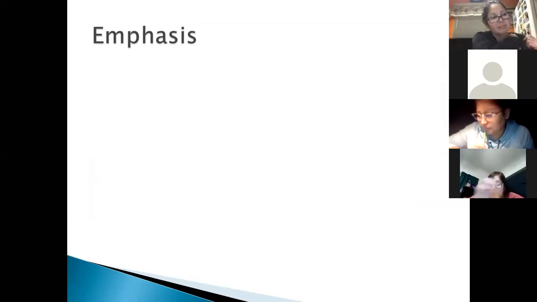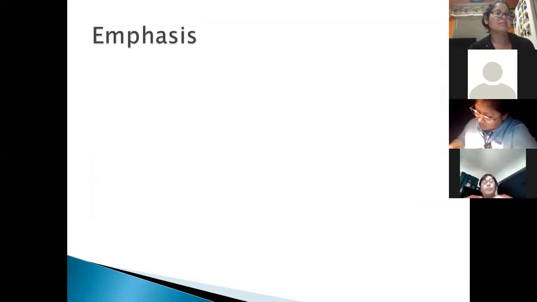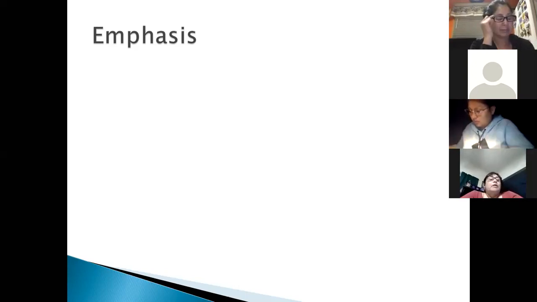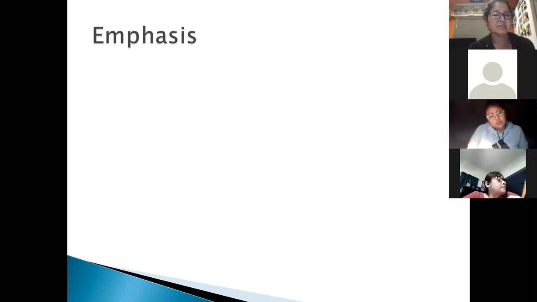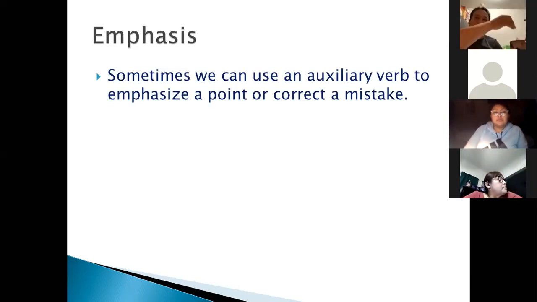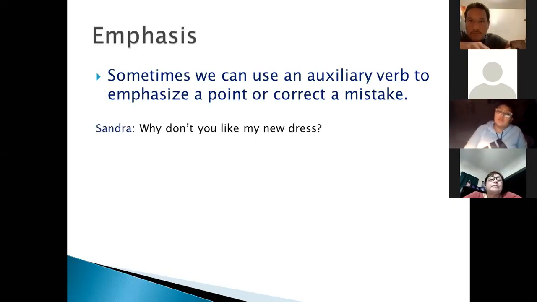Emphasis. Now this one is a funny one. When you want to make something very important, sometimes we use an auxiliary verb, and it looks very strange. For example, sometimes we use an auxiliary verb to emphasize a point or correct a mistake. For example, Sandra says to her husband, "Why don't you like my new dress?"